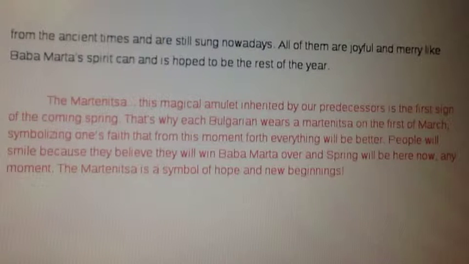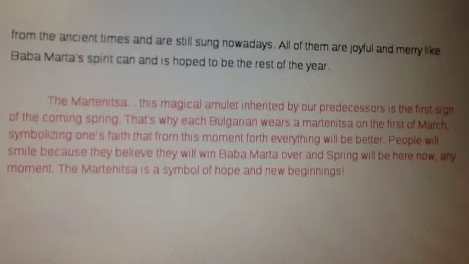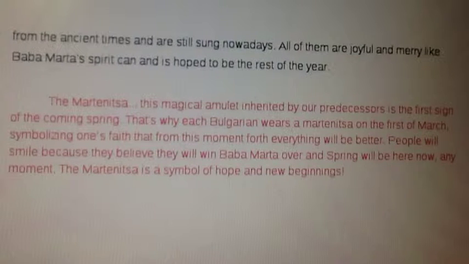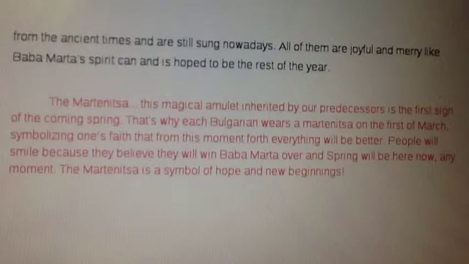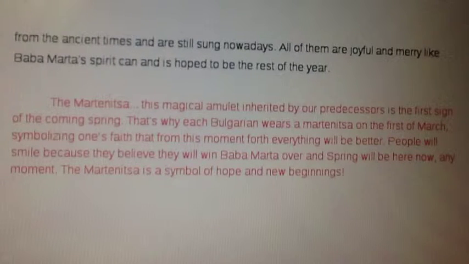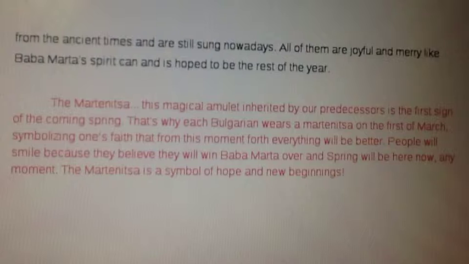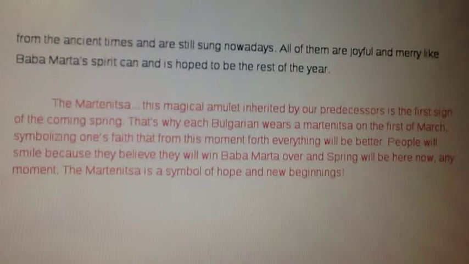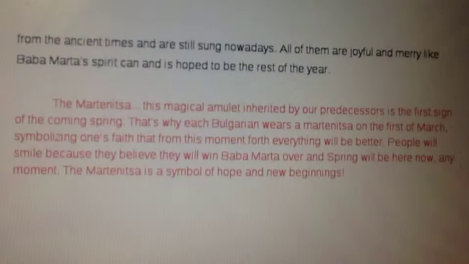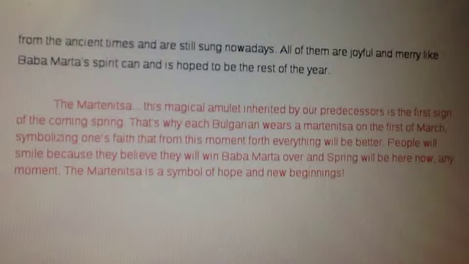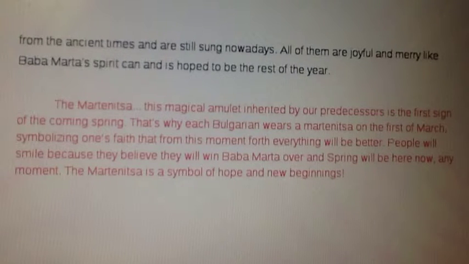The Martenitsa, this magical amulet inherited by our predecessors, is the first sign of the coming spring. That's why each Bulgarian wears a Martenitsa on the 1st of March, symbolizing one's faith that from this moment forth everything will be better. People will smile because they believe they will win Baba Marta over, and spring will be here any moment. The Martenitsa is a symbol of hope and new beginnings.